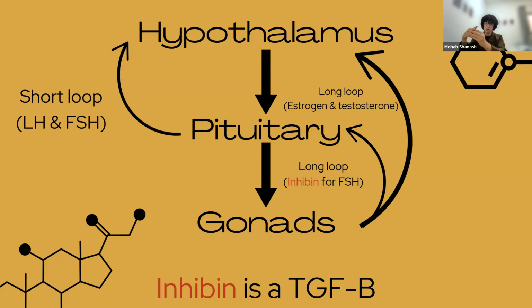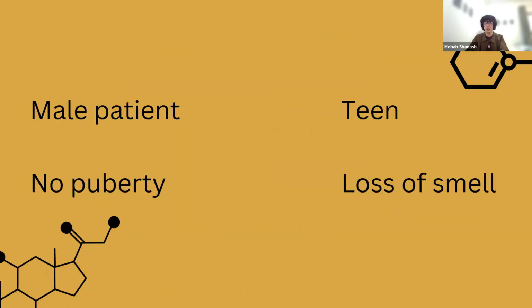Okay, inhibin is a tissue growth factor. So if they ask you a question and they say, "Oh, which tissue growth factor inhibits FSH?" you could say inhibin. And if they say, "Oh, what is a special molecule for FSH to be inhibited?" it's inhibin. Now, I want you to imagine this case with me.